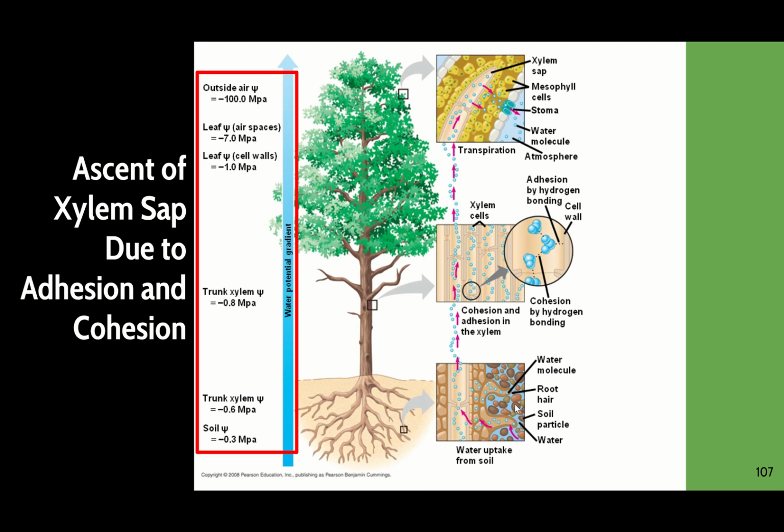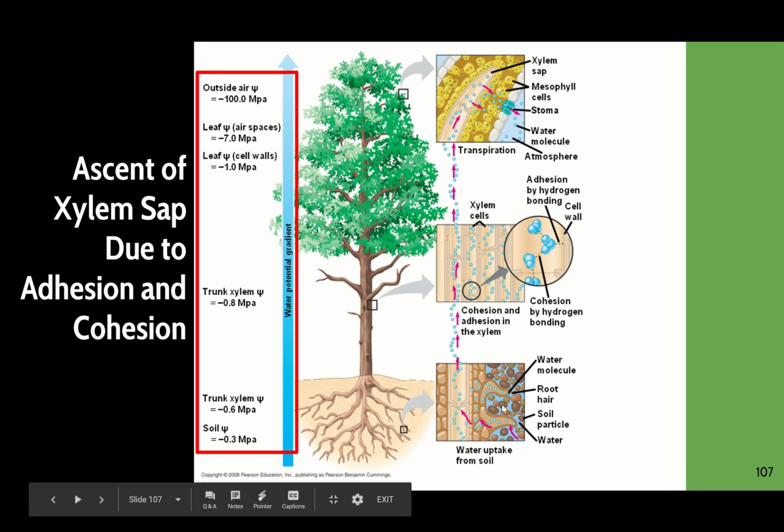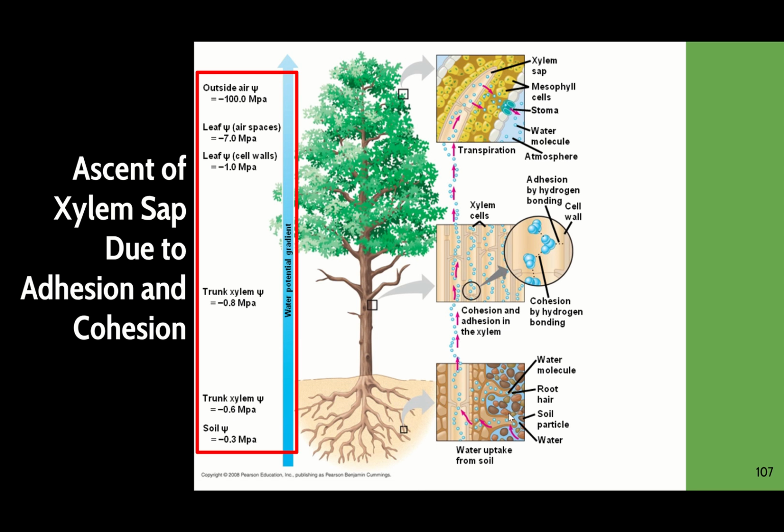Where does water move? Always from an area of high water potential to an area of low water potential. So if we take a look at the roots, the area around the roots is an area of high water potential. That's all this blue stuff here is water. So that high water potential is going to move into the roots based exactly on the process that we observed in the lab with the potato cells.